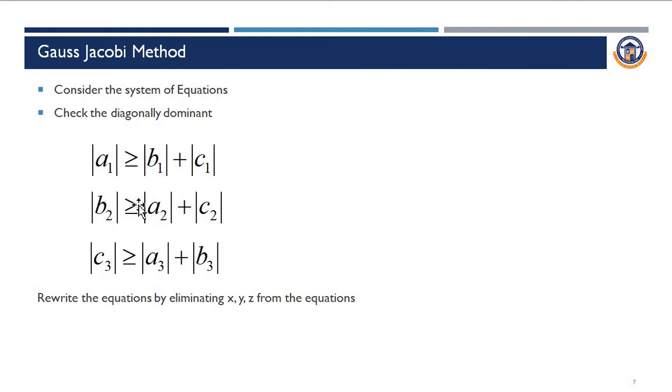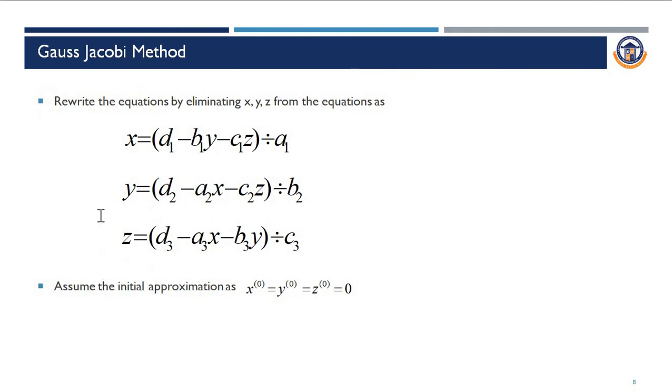If it is diagonally dominant, then we can assume something and follow the Gauss-Jacobi method. If it is diagonally dominant, we have to rewrite the equations by expressing x, y, z from the given equations. How to rewrite the equations? Let us see. Now, from the given set of equations, I am going to rewrite that.